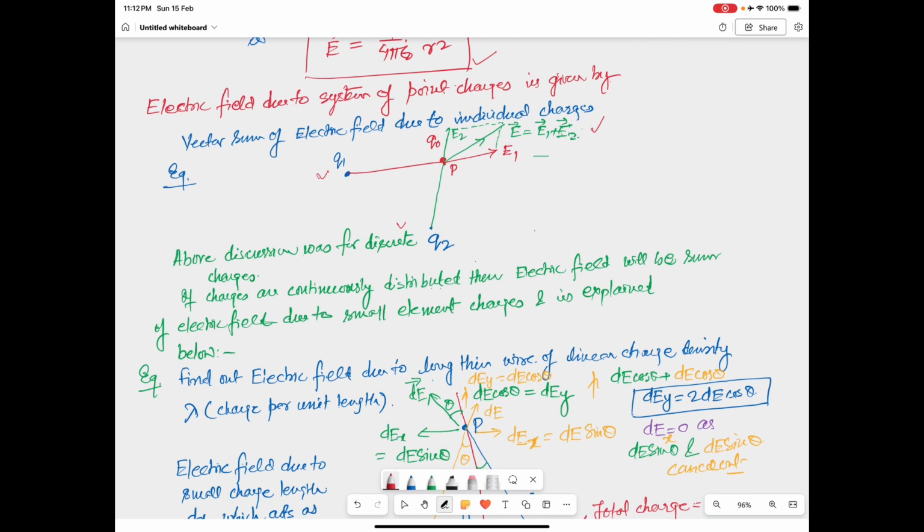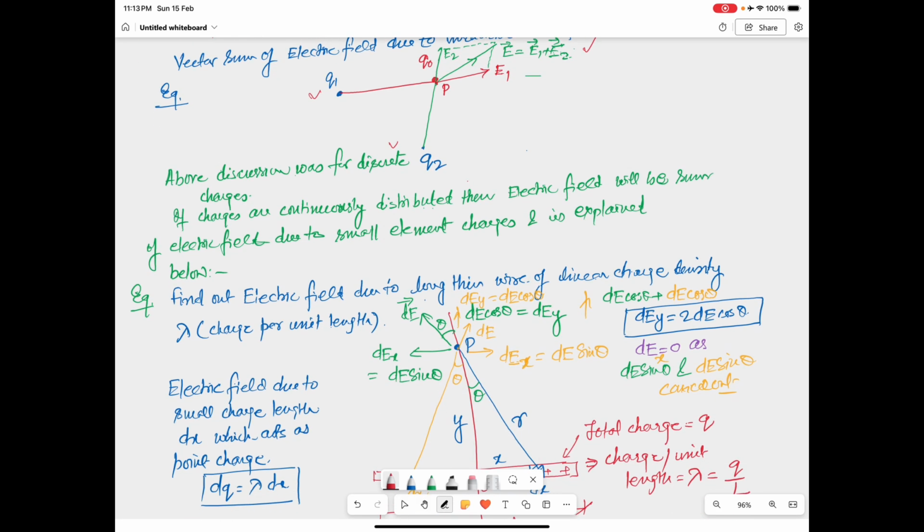So net electric field is nothing but the vector sum of the electric fields because of the different charges at a point. Similarly, the force acting at a point P will also be the vector sum of the forces because of the different charges in the vicinity of that point. Okay. So this is for the discrete charges.